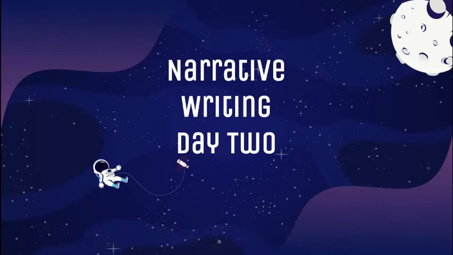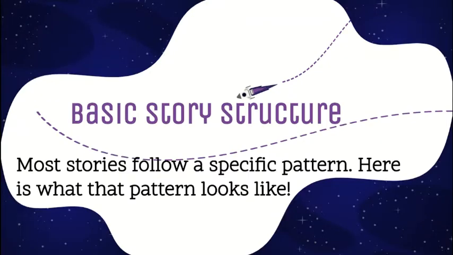So just to recap, we are going to be beginning to write our own stories, things that have actually happened to us in the past. These are true stories about our true lives, our memories, and our feelings. So as we go through Day 2, we're going to start talking about what does a story actually look like? What does it take to make a story? And so we're going to spend a little bit of time talking about the basic story structure.